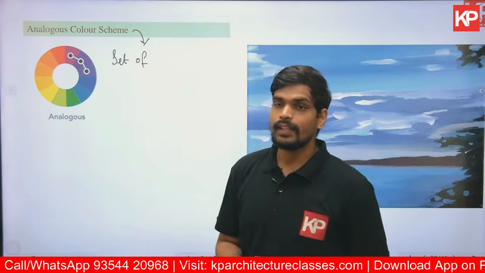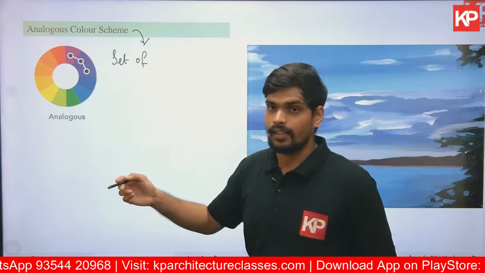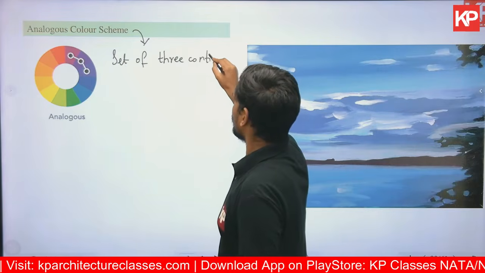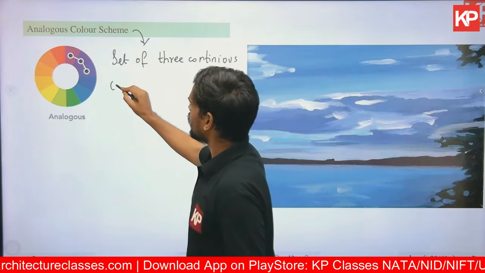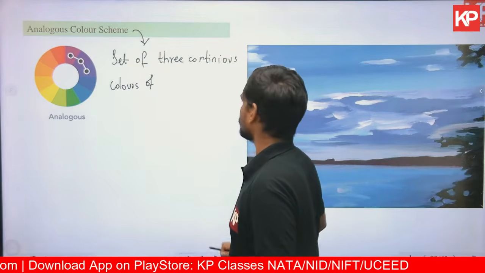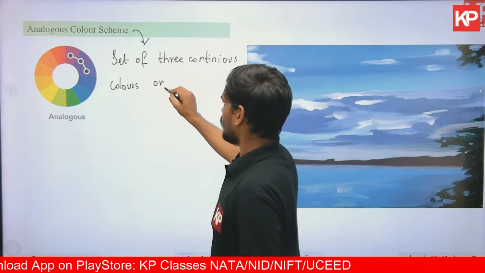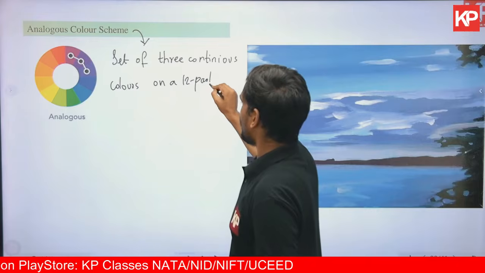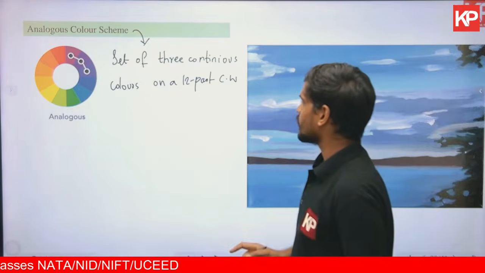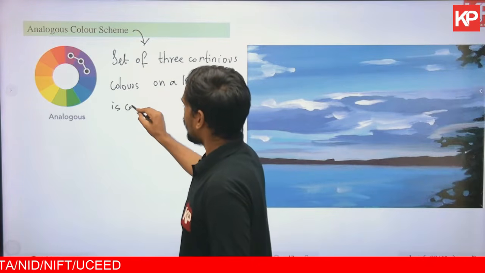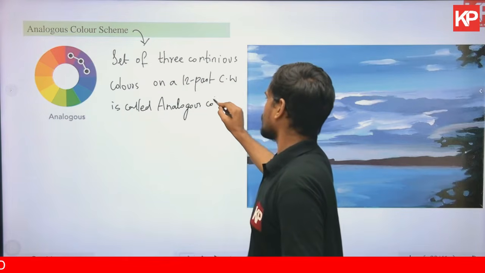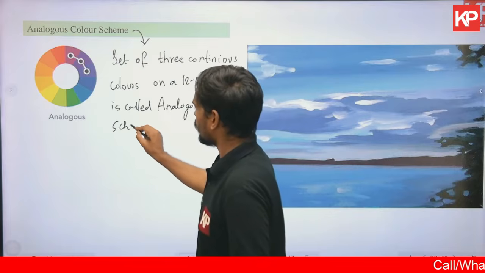The definition of analogous color scheme is a set of three continuous colors on a 12-part color wheel. I'm writing color wheel in short as CW. A set of three continuous colors on a 12-part color wheel is called an analogous color scheme. That's point number one.